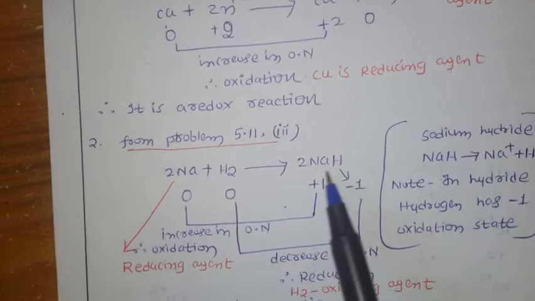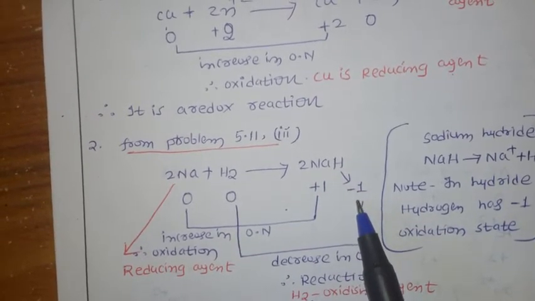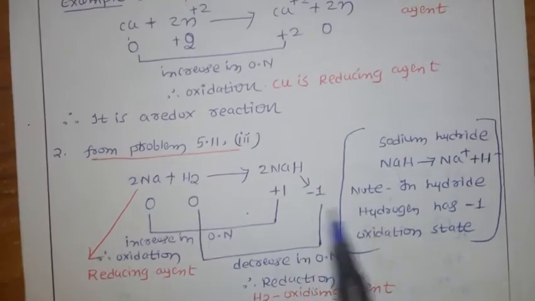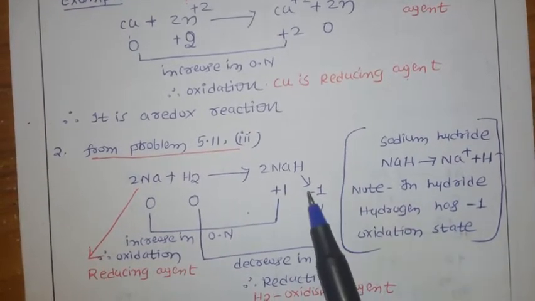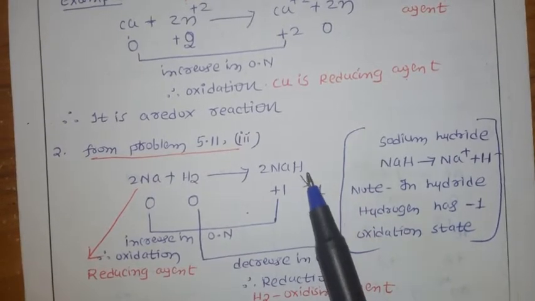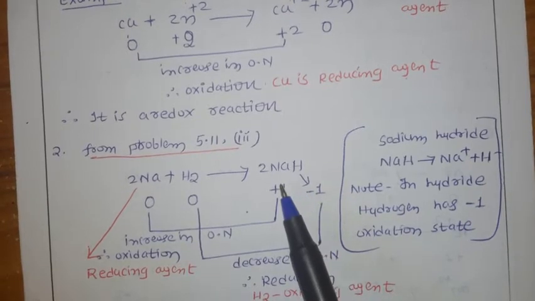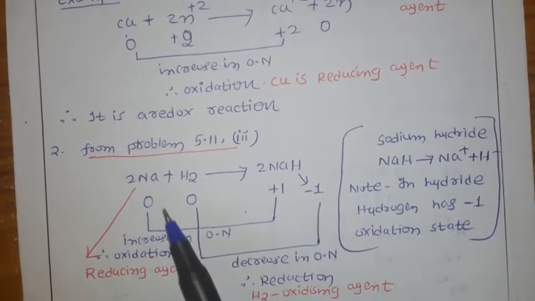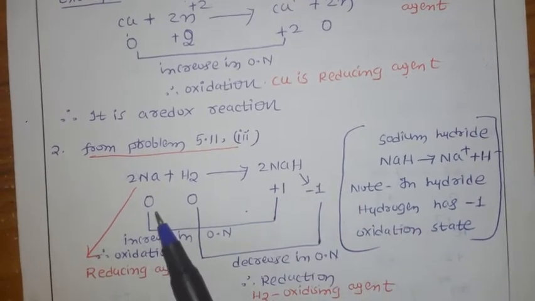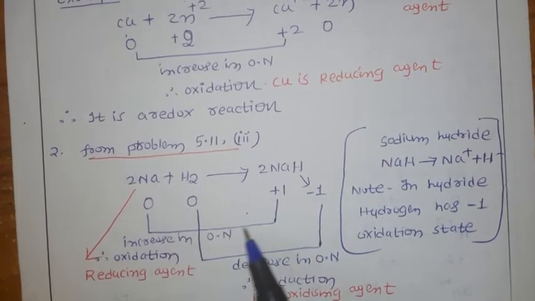Now in sodium hydride, sodium has +1 and hydrogen is -1. Already we discussed one note: in hydrides, hydrogen has the -1 oxidation state. Generally hydrogen has the +1 state, but in metal hydrides, as we discussed in the previous video, hydrogen has the -1 oxidation state. So from sodium here to here, what happened? The oxidation number changes from 0 to +1. So there is an increase in oxidation number.